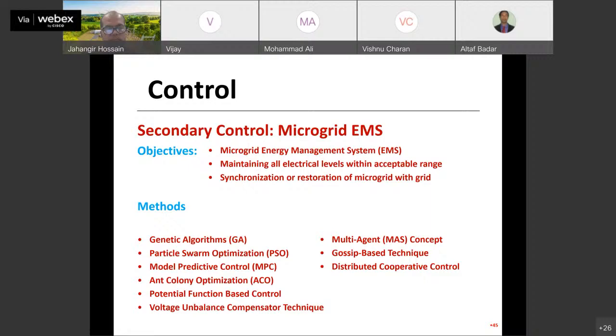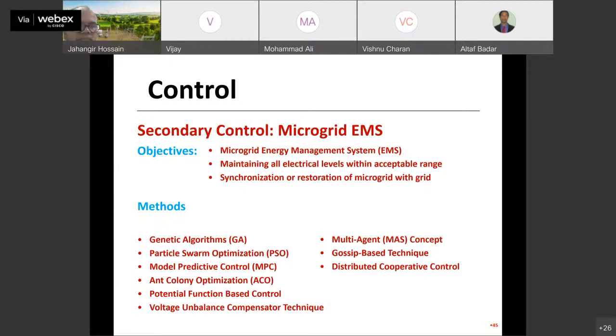So again, this is only the primary control. But so far, is there any question or comments on microgrid control or primary control? Sir. Yes. Nothing, sir. It's fine. Okay. Thank you.